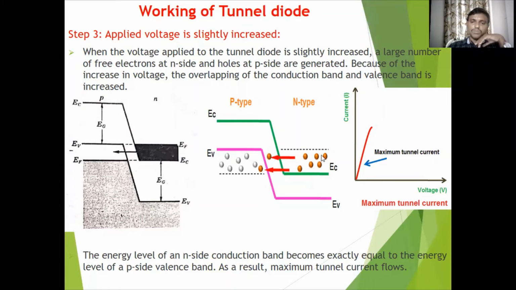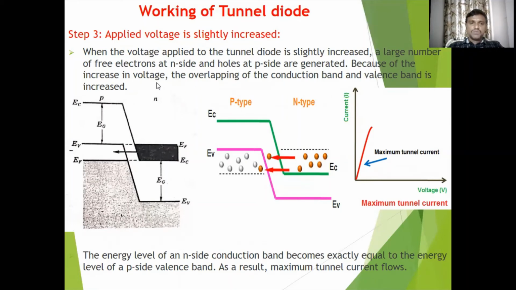There is a direct path established between the n-type conduction band and the p-type valence band for the electrons. So like this, the penetration of electrons will take place from the n side to the p side, and the voltage applied to the tunnel diode is slightly increased. A large number of free electrons at the n side and holes at the p side are generated.